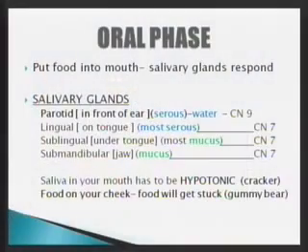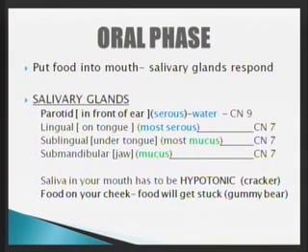All right, so we go into something we call the oral phase. Based off the oral phase, put food in your mouth, salivary glands respond. No surprise there. So what I did is I put a little list there. Salivary glands: a parotid, in front of the ear, has serous under cranial nerve 9. The rest are under cranial nerve 7. So which one do you think they're going to ask you about? 9. It's the outlier, right? That's the one they're going to ask you about.